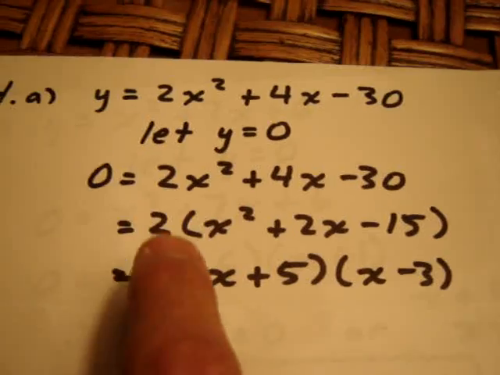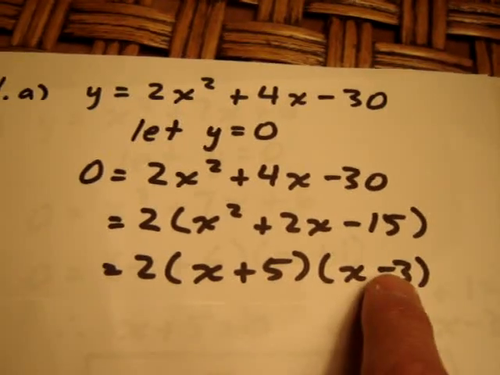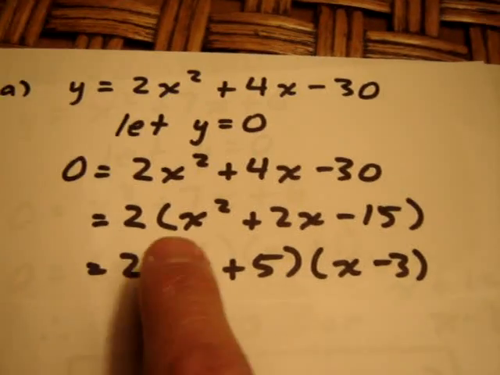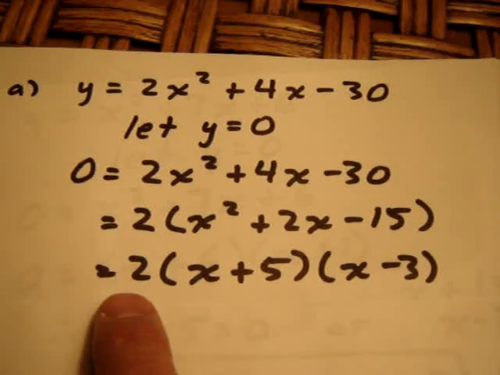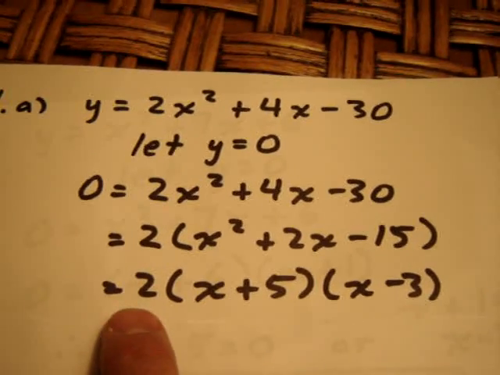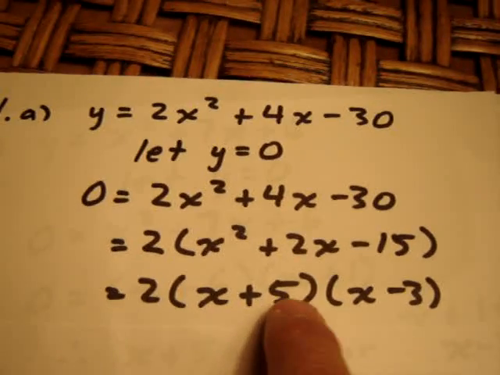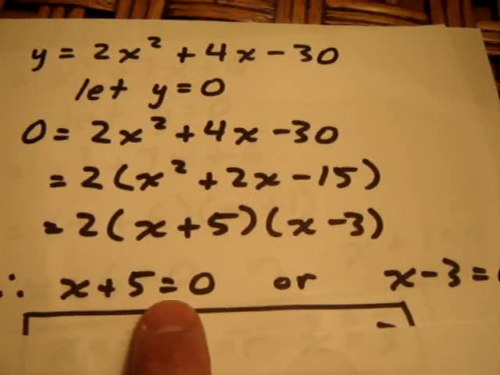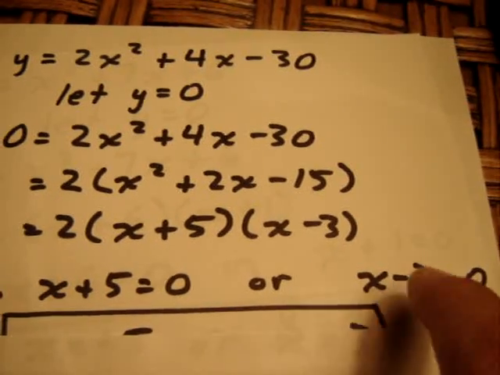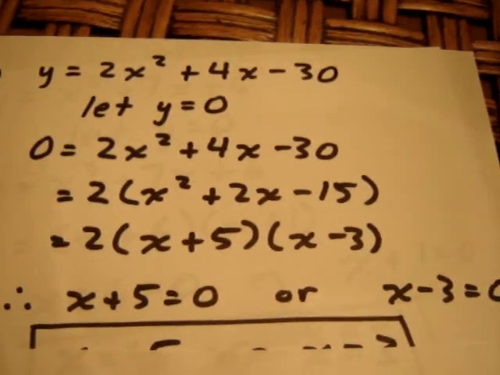And so now we know that 0 is equal to this factor times this factor times this factor. That means that one of these three factors has to equal 0. Well, clearly 2 does not equal 0. That would be silly. So that must mean that x plus 5 equals 0 or x minus 3 equals 0. That's the only way that this expression could possibly equal 0.